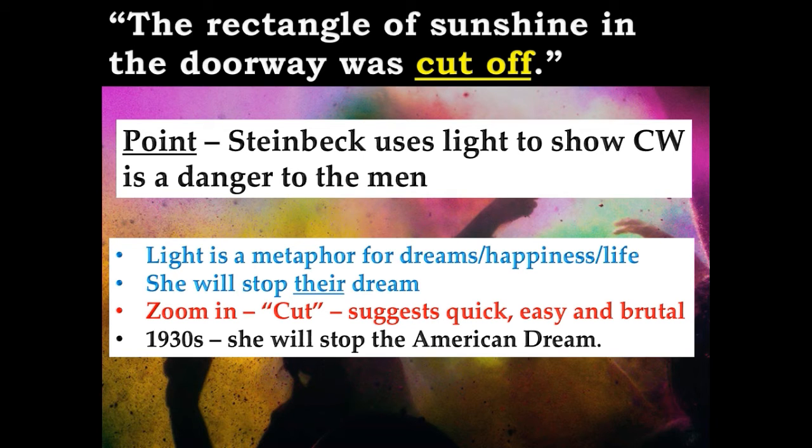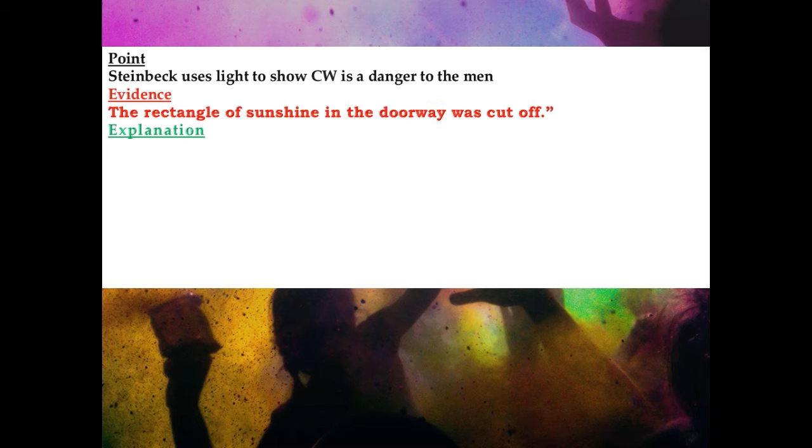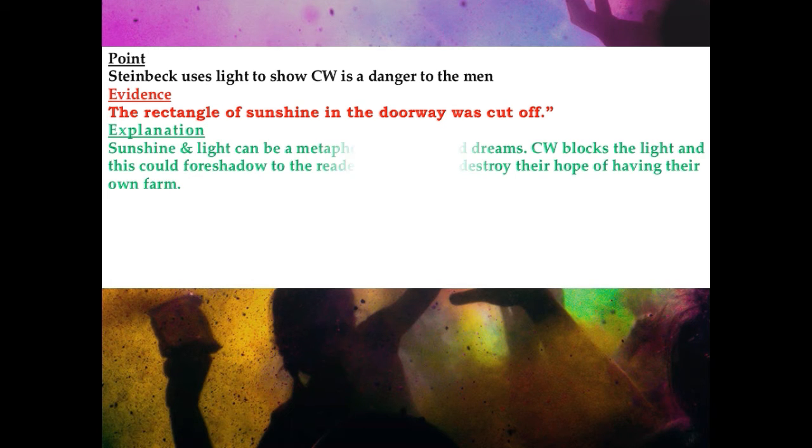And then we're going to talk about 1930s. So I already said she's going to cut off their dream, but we can also talk about the fact that she will stop the American dream and what that is saying about Steinbeck's view of the American dream. So my point is, Steinbeck uses light to show Curley's wife is a danger to the men. My evidence is the rectangle of sunshine in the doorway was cut off. So now in my explanation, I'm just going to say why the fact that the sunshine in the doorway was cut off was a danger to the men.